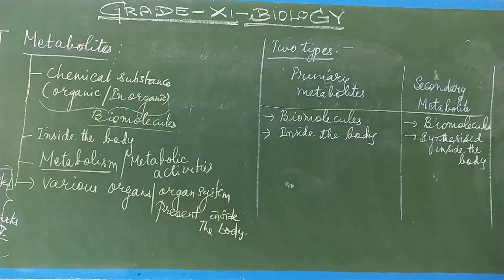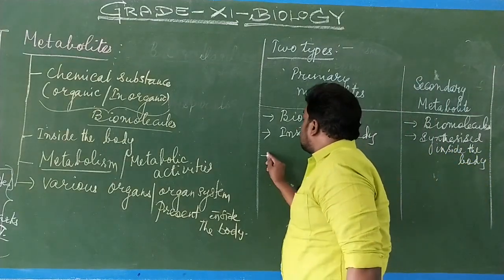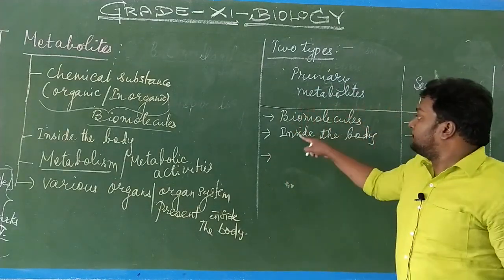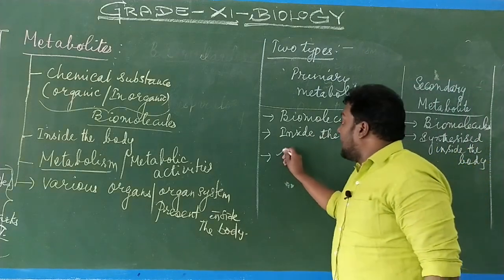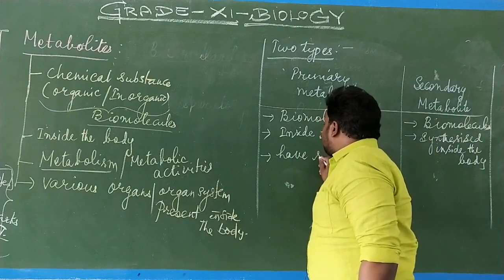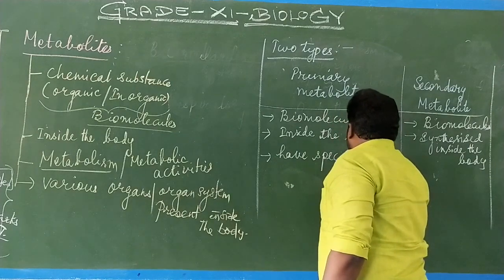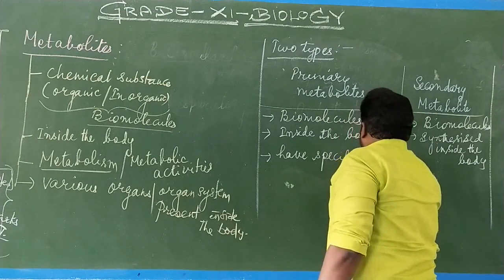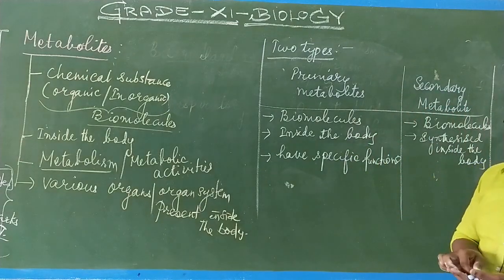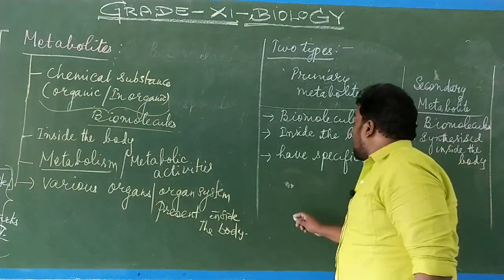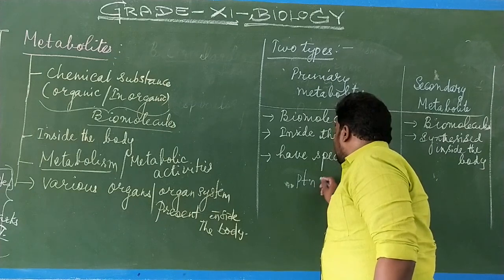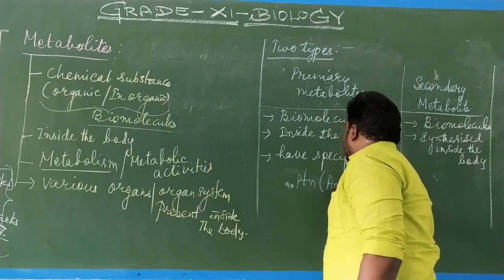Okay, it will be getting synthesized inside the body. But the primary metabolites, which are biomolecules synthesized in the body, have specific functions. What are those specific functions? Say for example, I am taking protein, which is made up of amino acids.